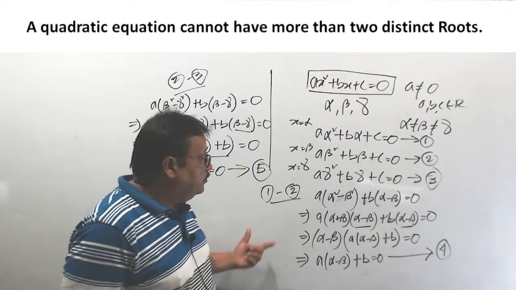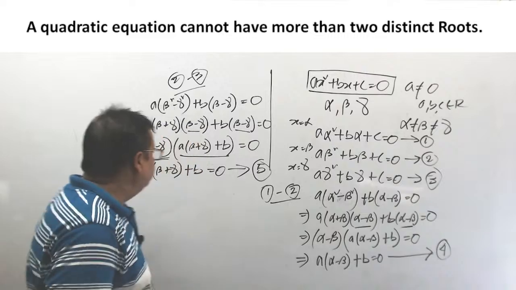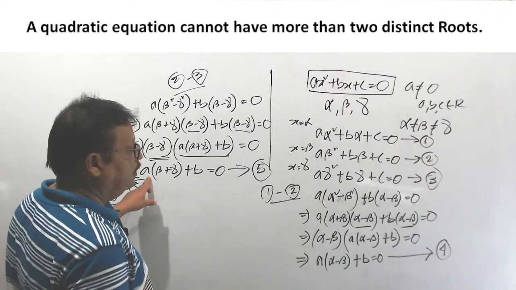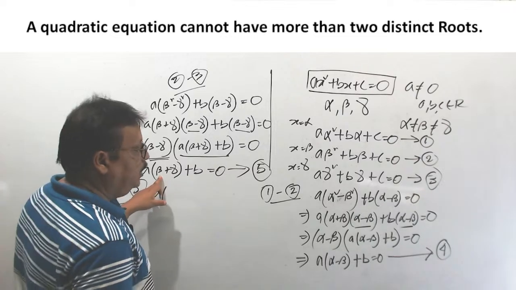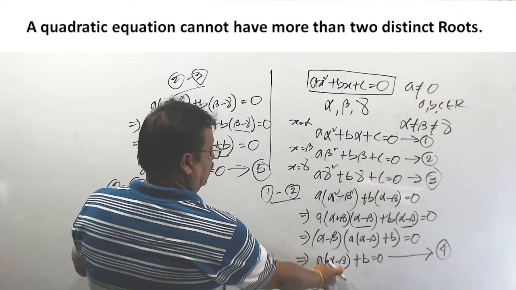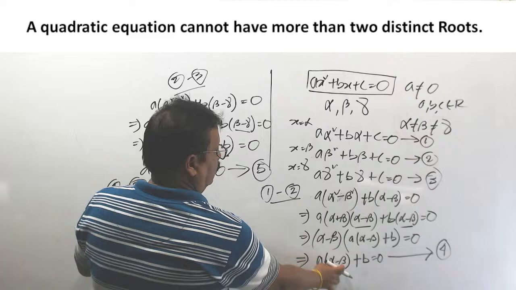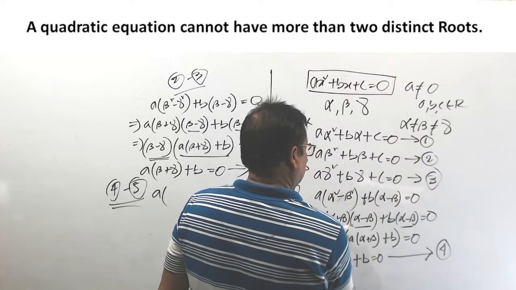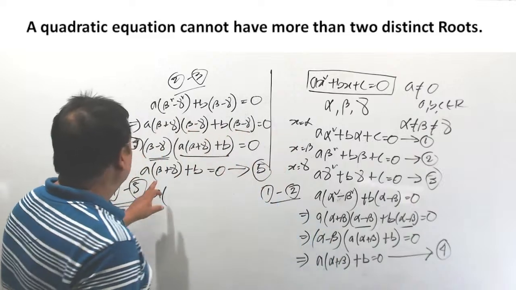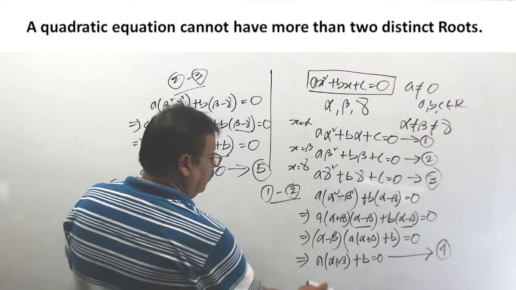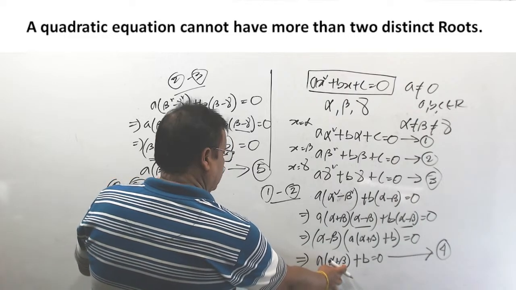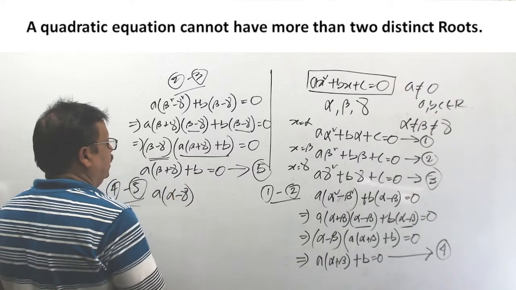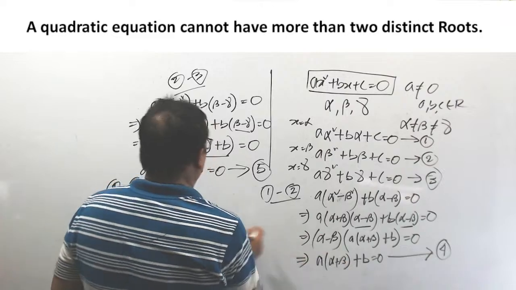After this, clear? Now, subtract 5 from 4. What are you getting? Take common a. Here it will be alpha plus beta minus (beta plus gamma). Beta and beta will be cancelled. From 4 and 5, alpha minus gamma. Understood? Alpha minus gamma. B will be cancelled. This is equal to 0.